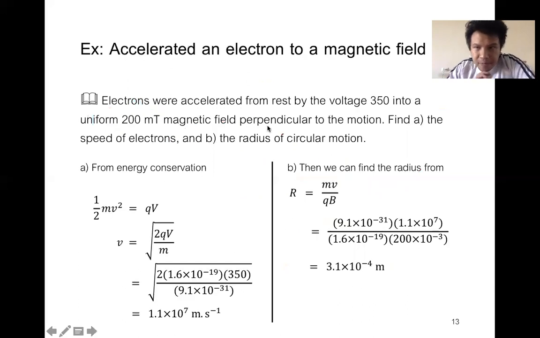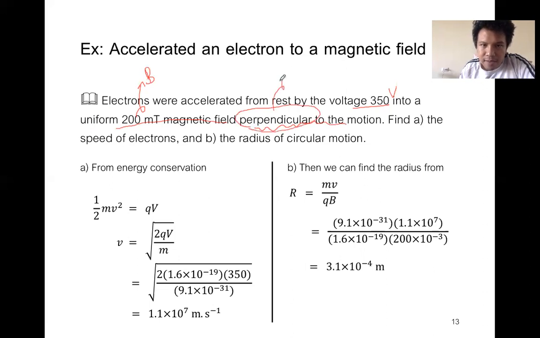And then another example, which we will work through in more detail in the example class. An electron is accelerated from rest by the voltage 350, that should be the unit volt, into a uniform magnetic field. So they already give you the B, and perpendicular to the motion. When we say perpendicular, that means theta equals 90 degrees, and when theta is 90 degrees, FB equals QVB for sure. Find the speed of the electron and the radius of circular motion.